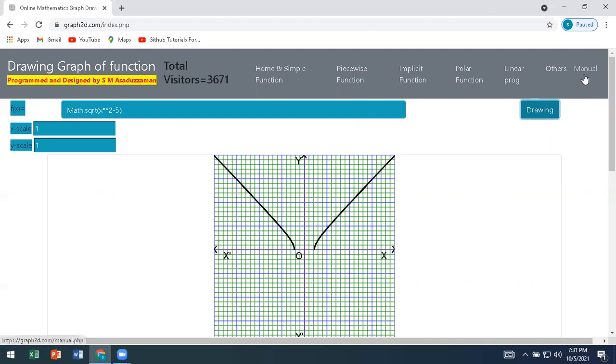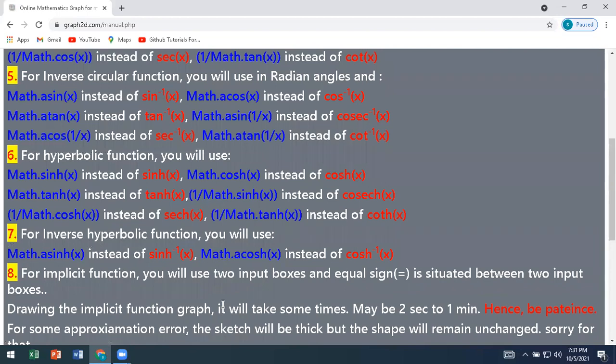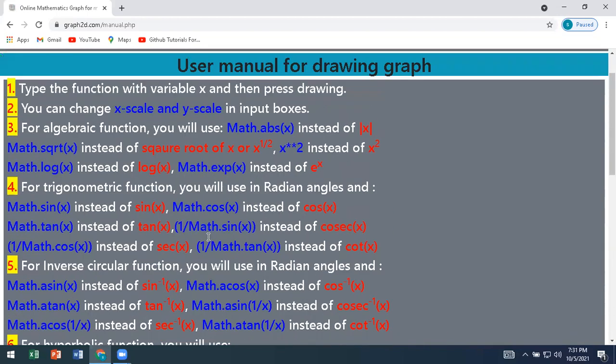Again, we read the manual. All topics are already discussed.